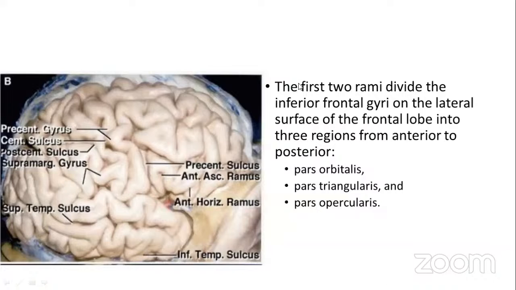So we have studied the first two rami of the Sylvian fissure that further divide the inferior frontal lobe into the pars orbitalis, triangularis, and opercularis from anterior to posterior. As we can see in this picture, first is the anterior horizontal ramus, and then we have the anterior ascending ramus. The part anterior to this is pars orbitalis, and then we have the pars triangularis, and posteriorly we have the pars opercularis. And posteriorly it is extending up to the supramarginal gyrus.